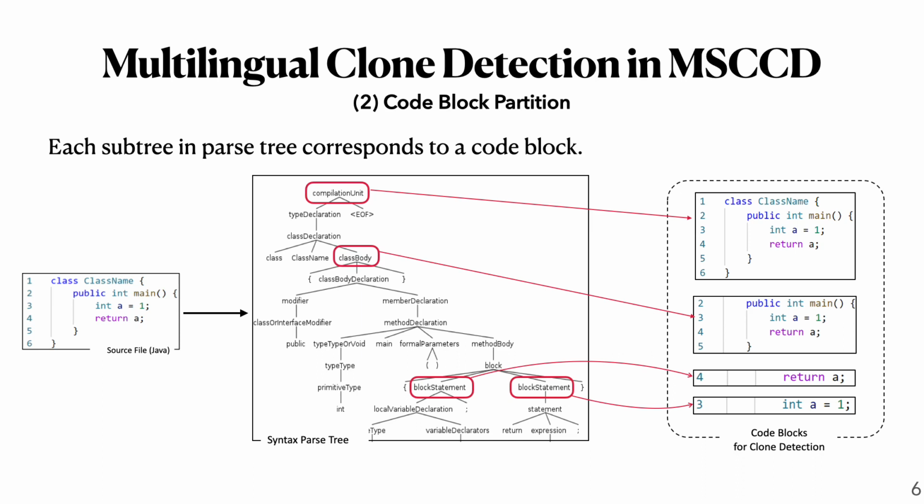A primary challenge of MSCCD is to extract code blocks for different languages. Our main idea is that each subtree in the parse tree corresponds to a code block. It does not rely on any special grammar rule, so it can be used on parse trees generated by an automatically generated parser.